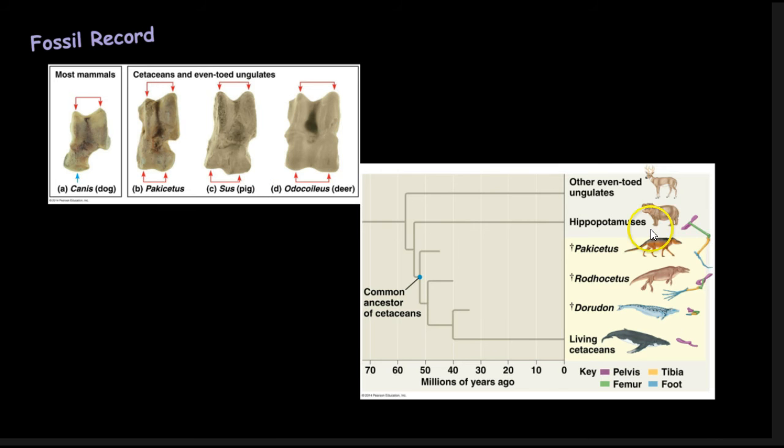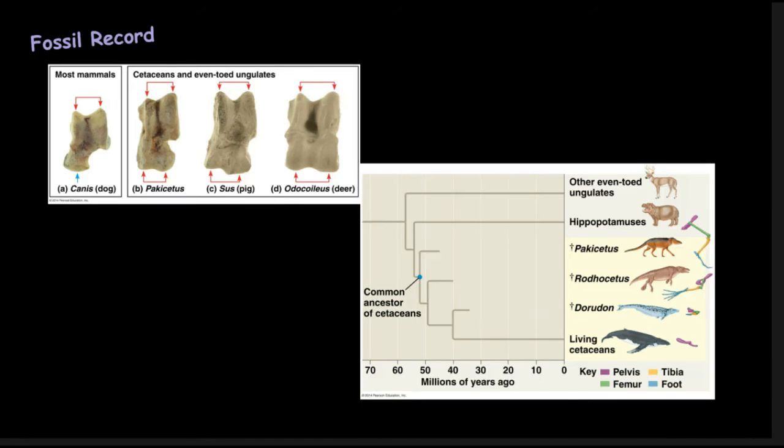In addition, if we take a look, the even-toed ungulates, like the hippopotamus, have this pelvic bone right here, and the pelvic bone is also found in the living cetaceans, so we can make a connection between the living cetaceans and the even-toed ungulates through the fossil record.